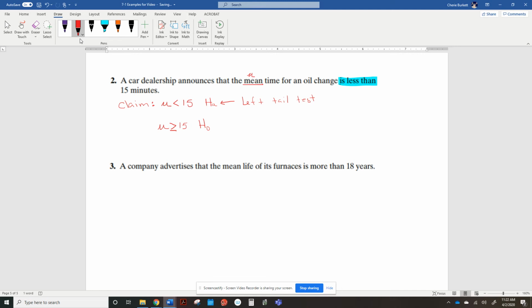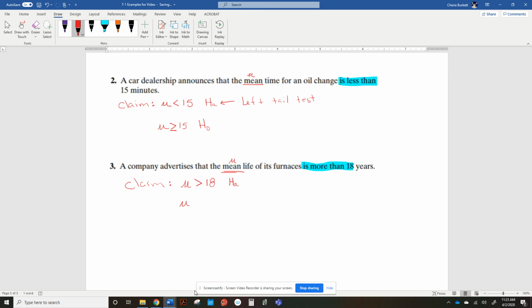All right, last one. Company, here's the claim. Company advertises that the mean, there's the symbol, and is more than, okay, so there's the math symbol that we're going to use, and then there's the number. So the claim is the mean is more than, and then we're going to say 18. Okay? So the claim is that the mean is more than 18. This does not contain equality. So since it does not contain equality, we are labeling it as the alternative.